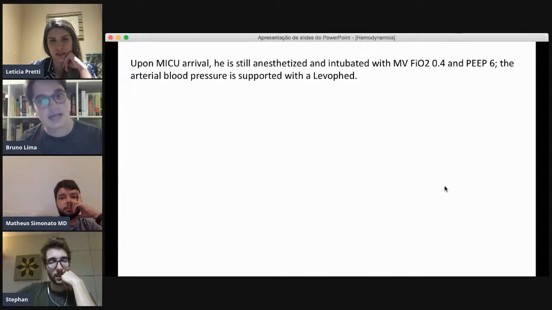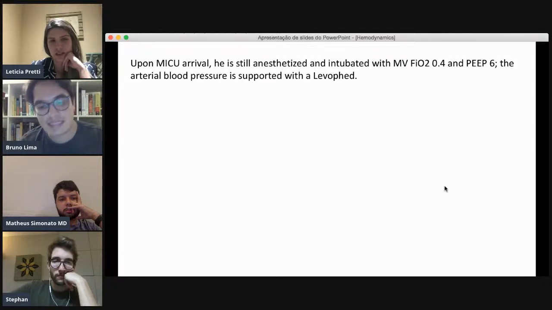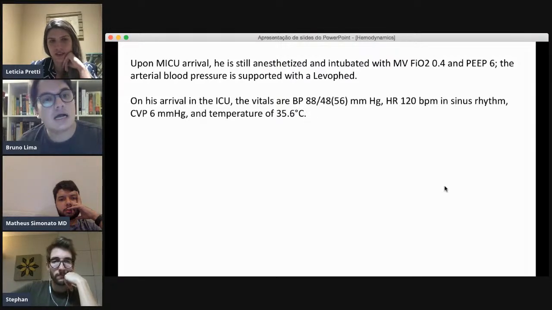He was still anesthetized. He was intubated with mechanical ventilation with a FiO2 of 40% and a PEEP of 6. The arterial blood pressure was supported by Levophed. So Levophed is norepinephrine, okay? It's a vasopressor. It has alpha and also a little bit of beta agonistic effects.